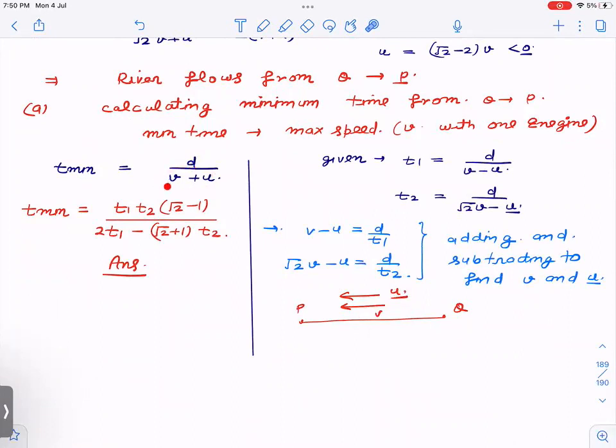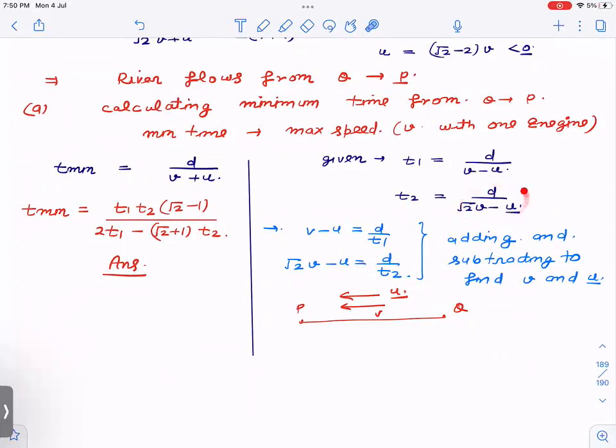Now the only thing we have to do is to find out V and U in terms of T1, T2 and D. So T1, what's T1? T1 is D divided by V minus U, right? Why? Because T1 was the time when the boat was going from P to Q, and we know that river is flowing from Q to P. So T1 is D divided by V minus U and T2 is D divided by root 2 V minus U.